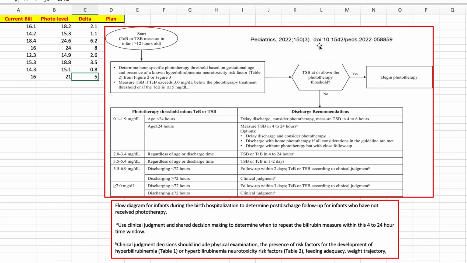This is taken from the pediatric, the last update on jaundice treatment. I hope this small presentation helps.